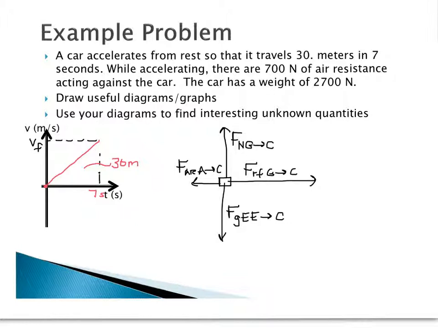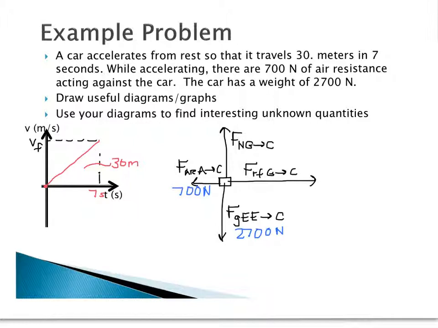And on this force diagram, the forces that we know: air resistance is 700 newtons. We know that the weight of the car is 2,700 newtons. So we've drawn all the diagrams that we can. Next, we want to use these diagrams to write some equations so that we can determine some interesting unknown quantities.